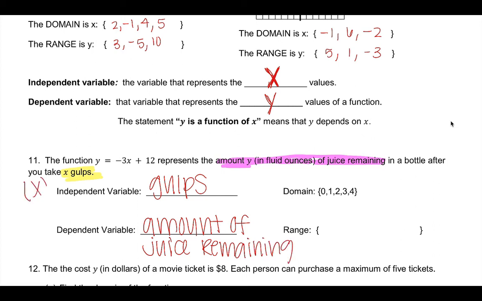This, remember, independent x, dependent y. So if you think about it, if I take 3 gulps, well, then I'm going to have less juice than if I took 2 gulps. So it depends on how many gulps I take in order to know how much juice is remaining. If I take 10 gulps, there's going to be way less juice than if I had 3 gulps. So that's why the juice remaining is dependent on the number of gulps that we take.